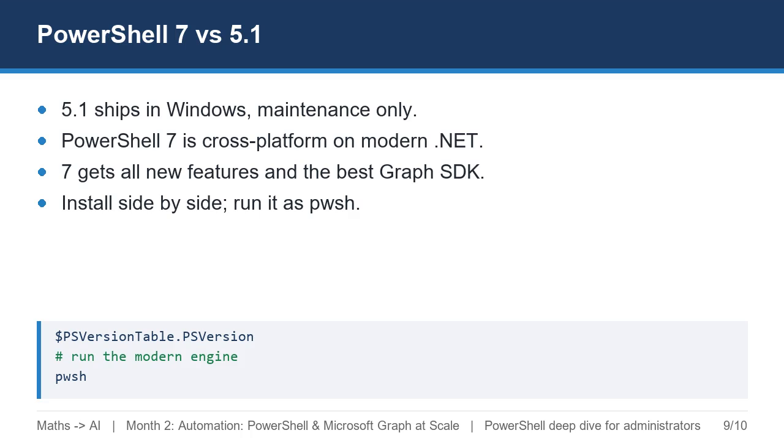Finally, which PowerShell? Windows PowerShell 5.1 ships in the box but is in maintenance mode only. PowerShell 7 is cross-platform, built on modern .NET, faster, and gets every new feature, including the Microsoft Graph SDK improvements we use this month. They install side by side, so keep both. The modern one runs as pwsh. Check $PSVersionTable.PSVersion to see which engine you are in.